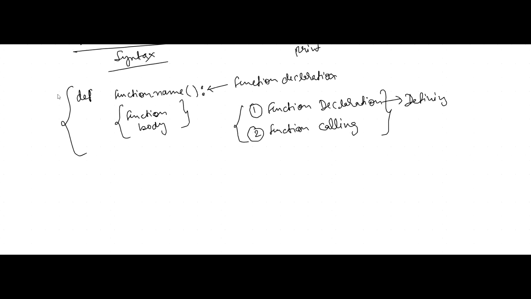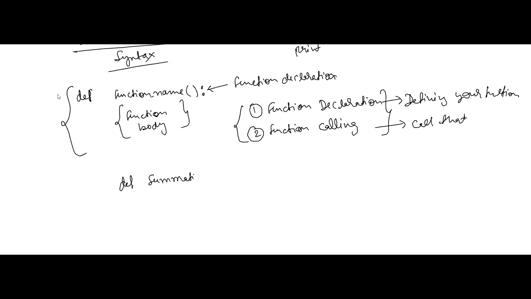Defining your function doesn't mean it will give the output. To get the output from the function, you need to call that function. For example, let's create a function which will add two numbers and give the output. So I'm writing here def, and I'm creating the function name summation.